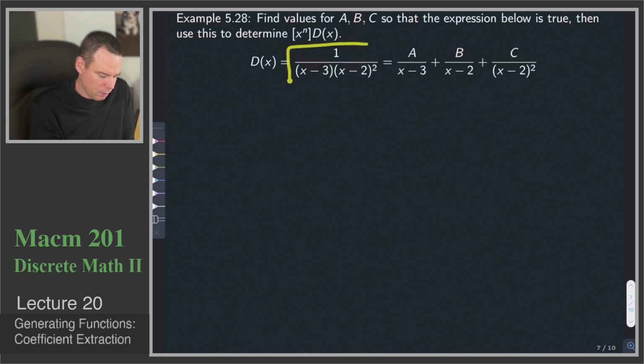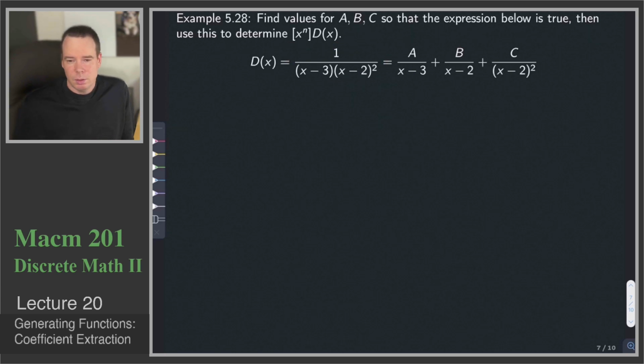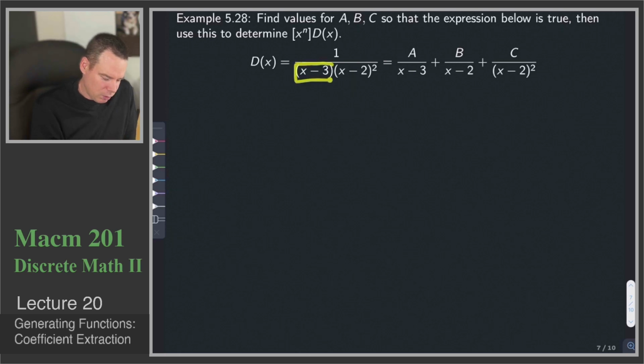In this case, here's our rational function, 1 over x minus 3, x minus 2 all squared. We're going to eventually be interested in the nth coefficient of this, as it says here at the end. But the first part is to say, well, why don't you do partial fraction decomposition on this and find the values of a, b, and c. So in order to do this, we need to figure out what is the form of the decomposition. There's an x minus 3 term, so there's got to be something of the form constant over x minus 3. There's an x minus 2 all squared. So there has to be something of the form constant over x minus 2 all squared.